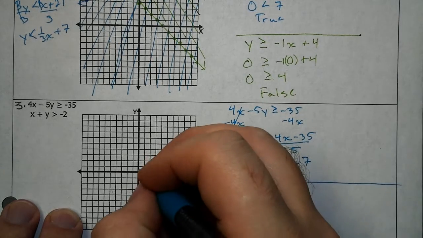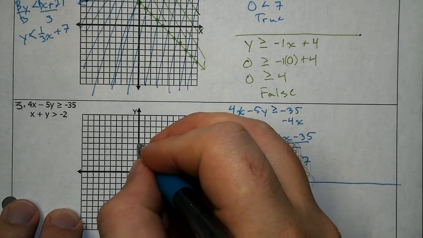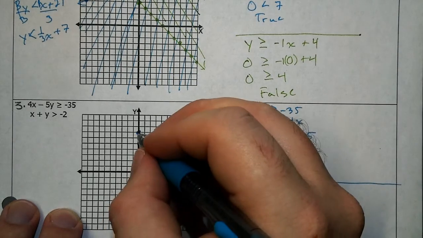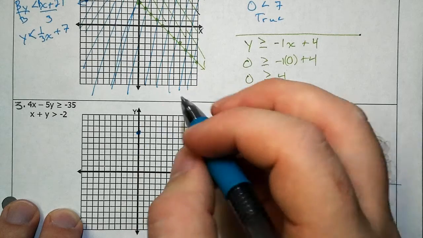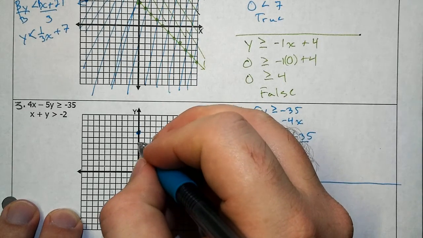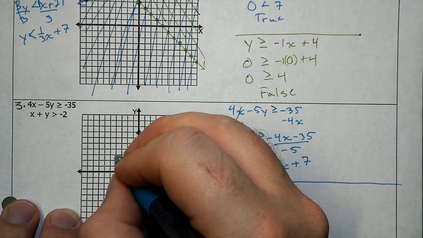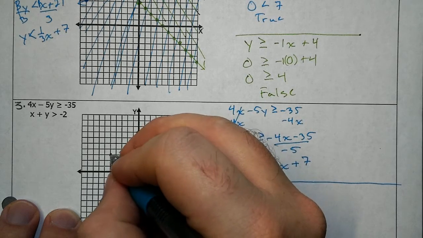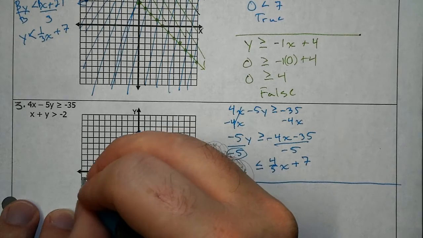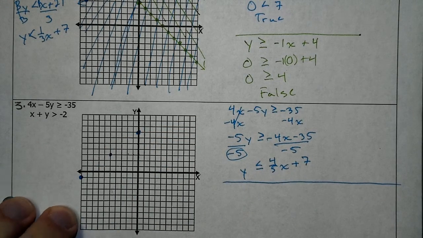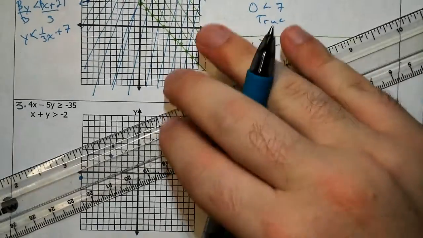So go to positive 7. And the slope, positive 4 over 5. Up 1, 2, 3. Ran out of room, so got to go backwards. 4 and over 5. Down 4 over 5. This has an or equal to, so this is going to be a solid line.